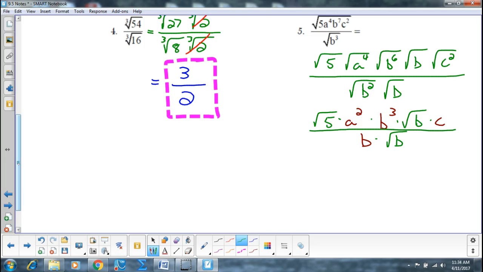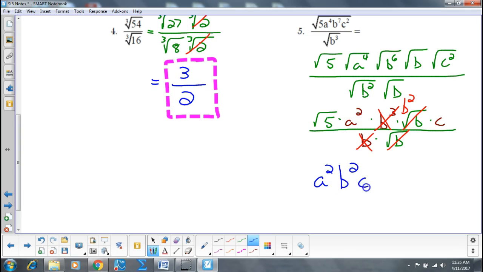Okay? Did you cancel out the square root of b? Now I can cancel the square root of b's out. Can I cancel anything else out? One of the b's from the bottom and one of the b's from the top, leaving me with b squared up there. So outside my radical, I have a squared, b squared, and c times the square root of 5, all over 1, so it's just that.